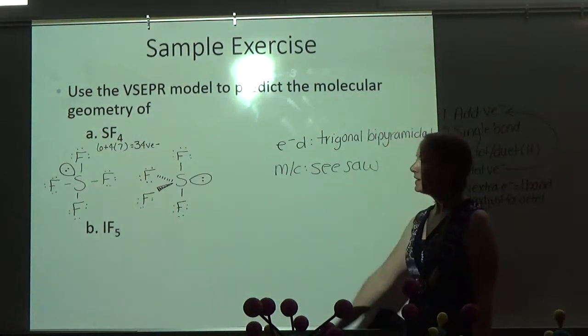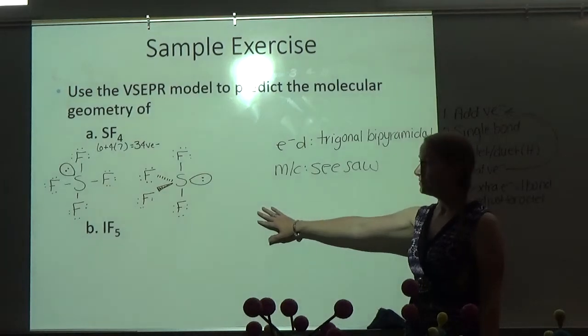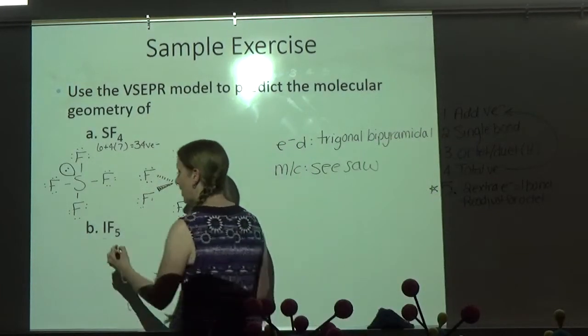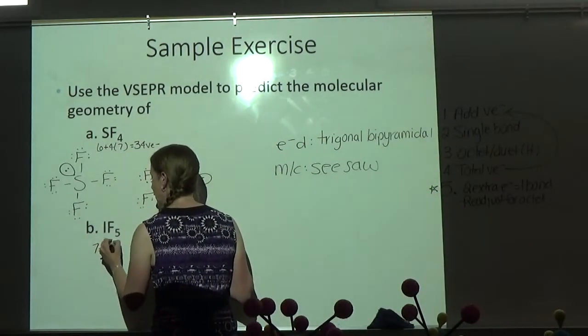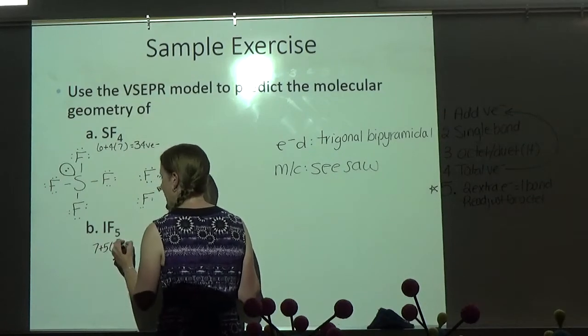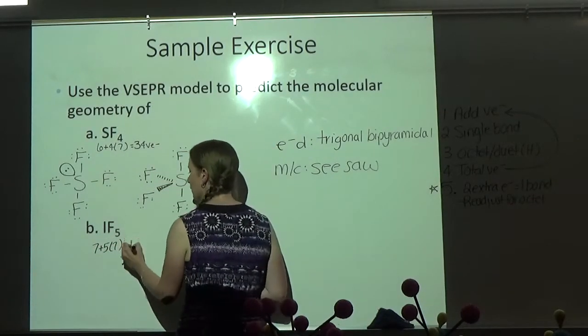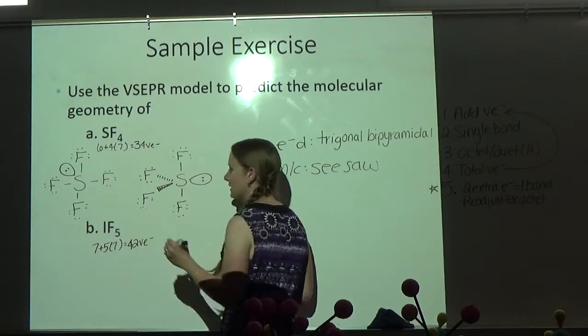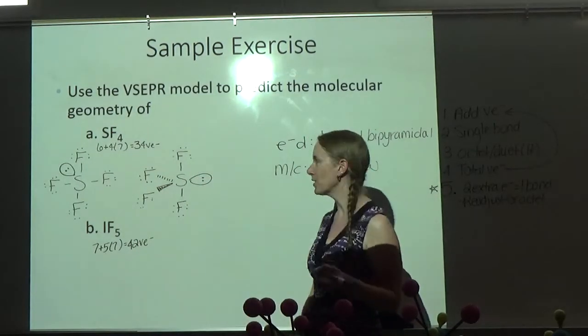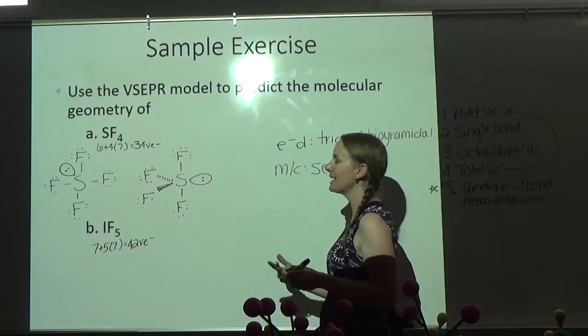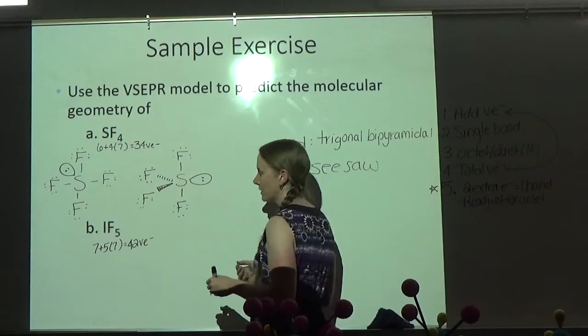All right, so let's look at IF5. So first we'll add up our valence. So I has 7, F also has 7, and I'm going to multiply that by 5. So I end up with 42 valence electrons. Wow, 42. Hope my marker comes. I can already see it slowly dying from all these Lewis dot structures.